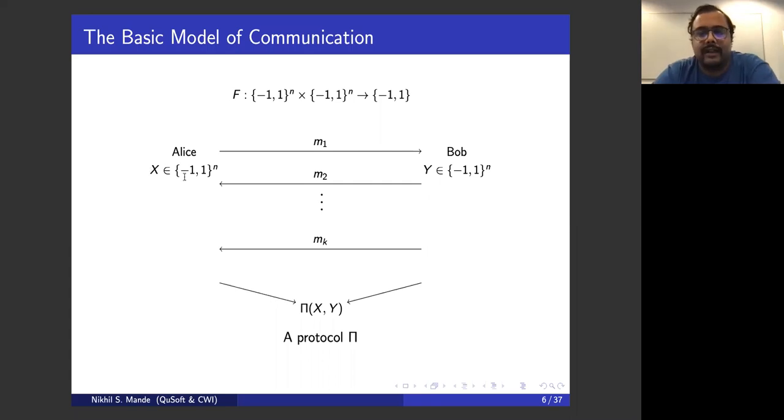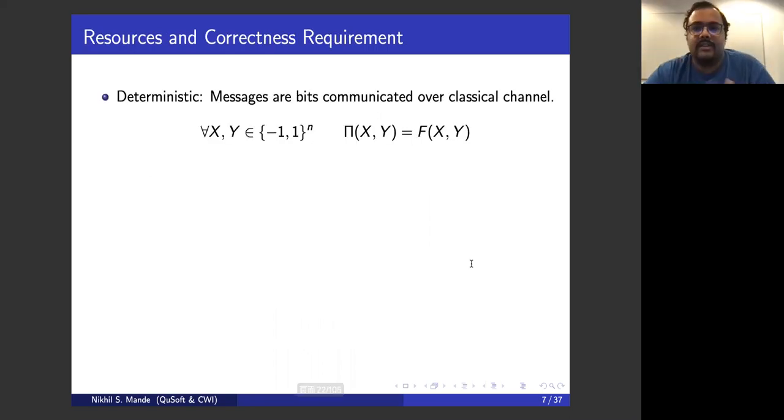Okay, so this is slightly important. In this picture here, the cost for this input x and y would be the summation of the number of bits in mi over all i. So depending on which world you're working in, the deterministic, randomized, or quantum, the correctness requirements differ. In the deterministic world, what you want is that for all inputs x, the protocol has to output the correct value.